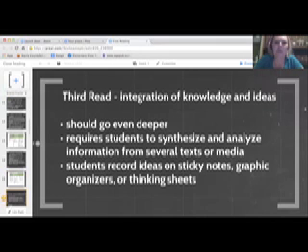During the third read, you want students to integrate their knowledge and ideas. They should go even deeper. It requires students to synthesize and analyze information from several texts or media. And students record ideas on sticky notes, graphic organizers, or thinking sheets.